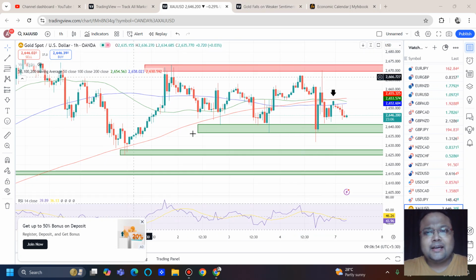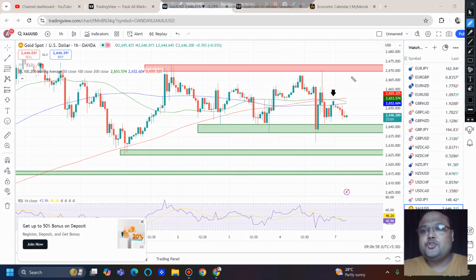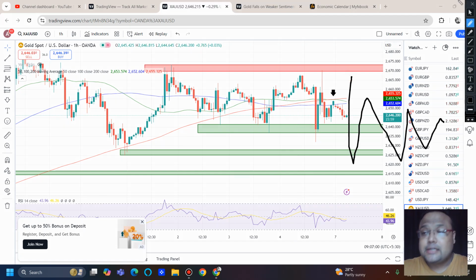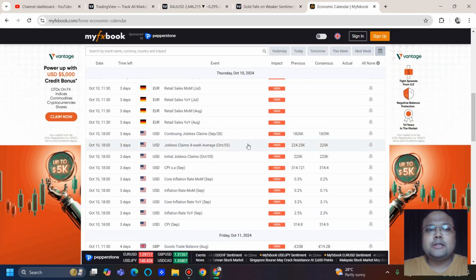Market is still inside the range only, and we can expect the market to remain choppy like this till Thursday. Why till Thursday? Because on Thursday we have CPI coming up, and as we all know, CPI is a major event. So be careful.